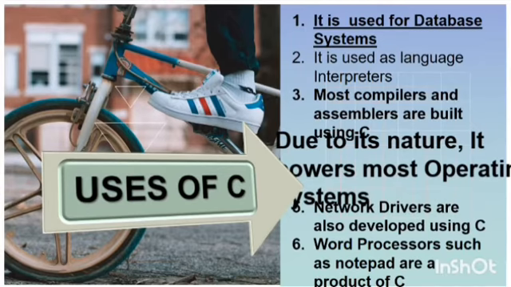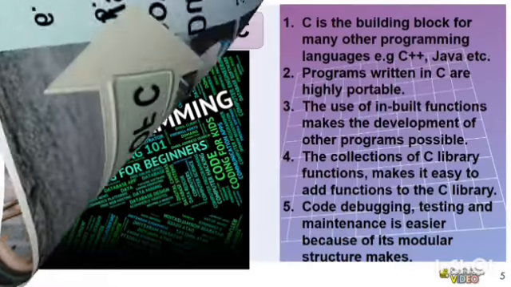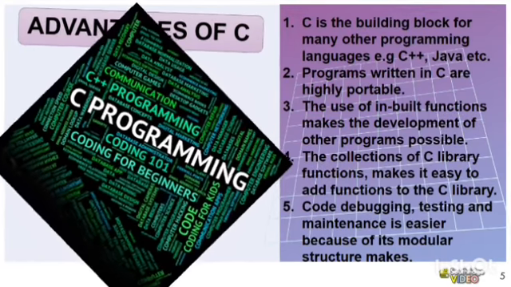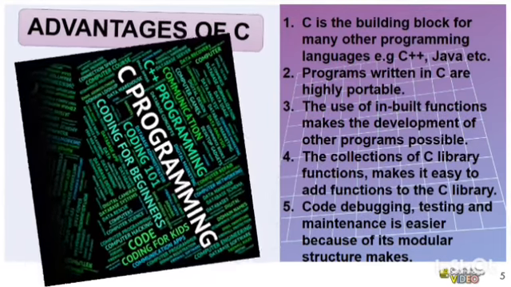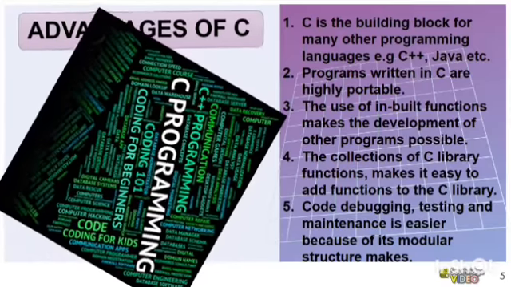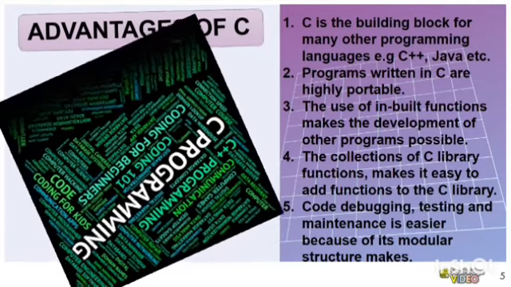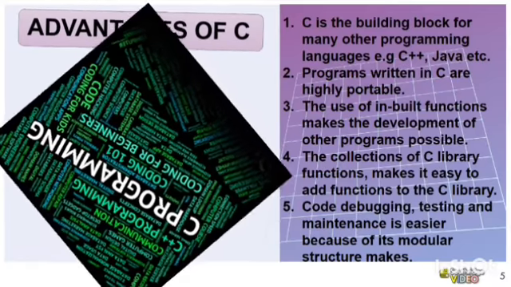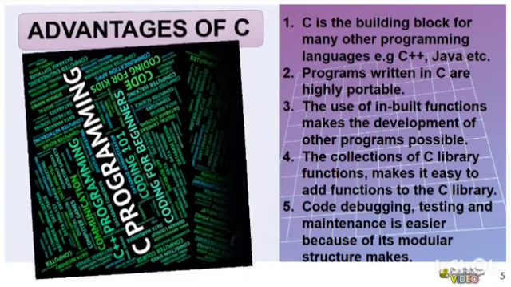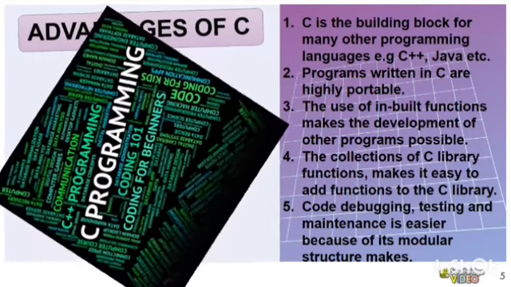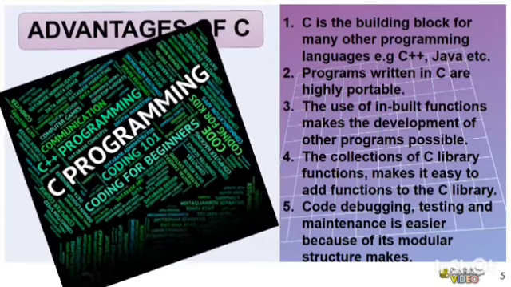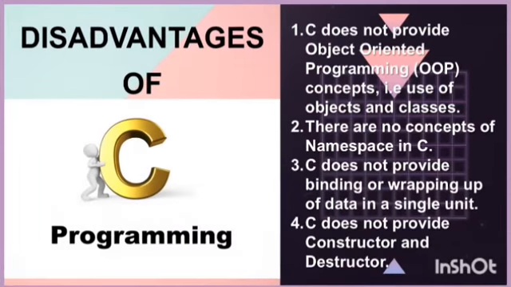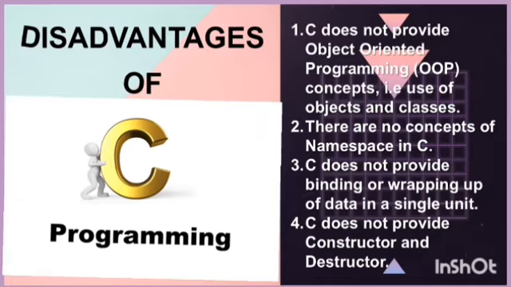Now, apart from uses, there are other advantages that C gives us. The first one is that subsequent languages that came after C, such as C++ and Java, found their building block in C. They still have the C syntax. Then, because of its nature, we can write programs that can be transferred from one device to another; C is very portable. Another thing is that debugging and testing are very possible.